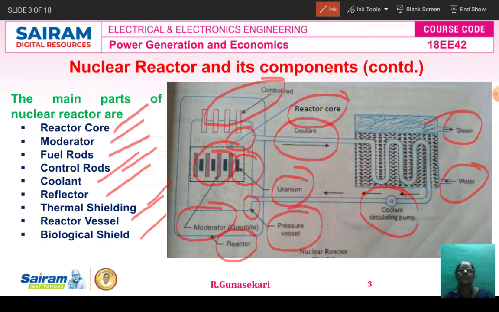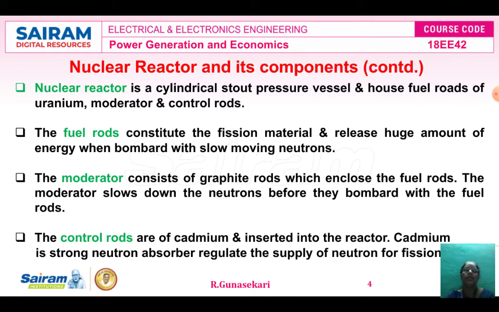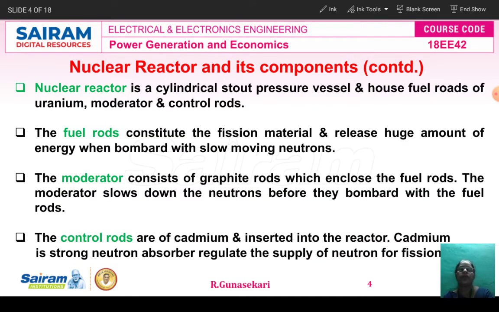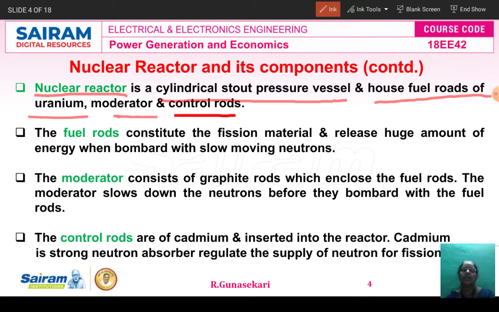Now we study the components of the nuclear reactor. The first component is the nuclear reactor vessel, a cylindrical stout pressure vessel, as already seen in the diagram. It houses the fuel rods of uranium, the moderator, and the control rods. First we study the fuel rods. The fuel rod constitutes the fission material and releases a huge amount of energy when bombarded with slow moving neutrons.